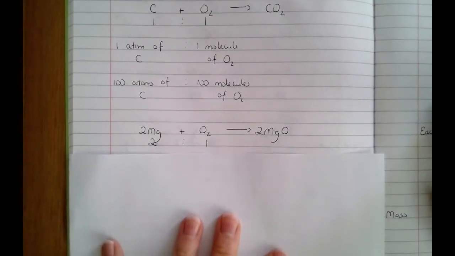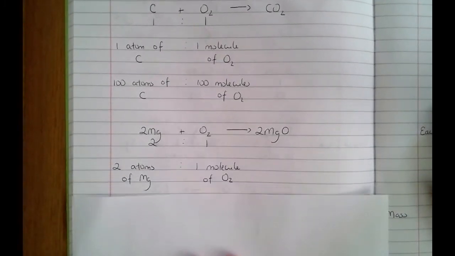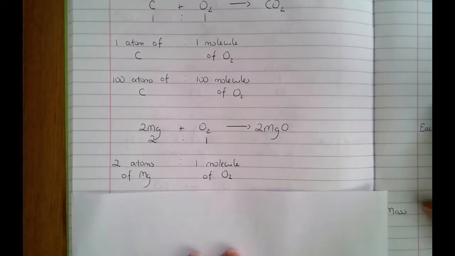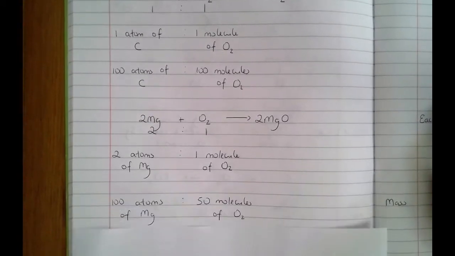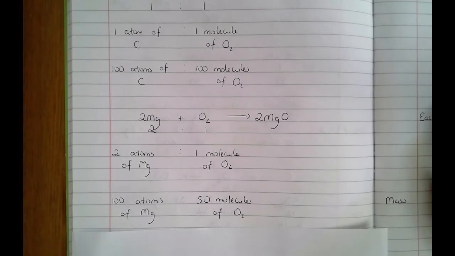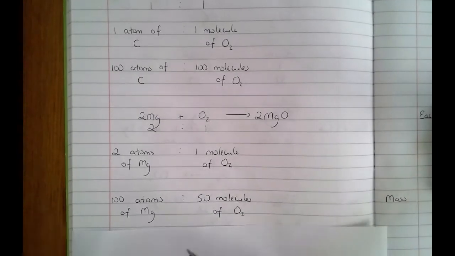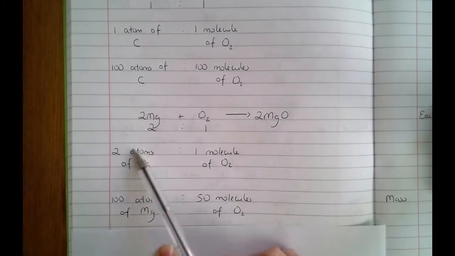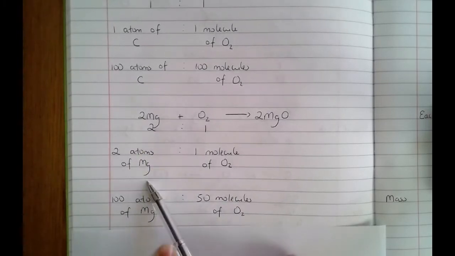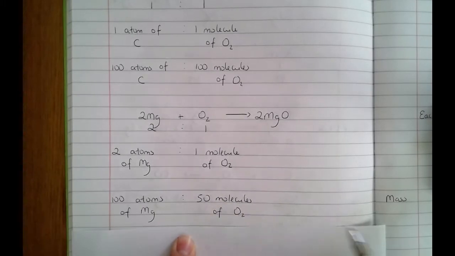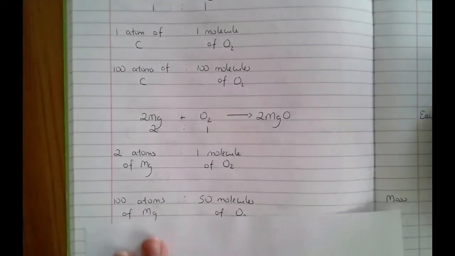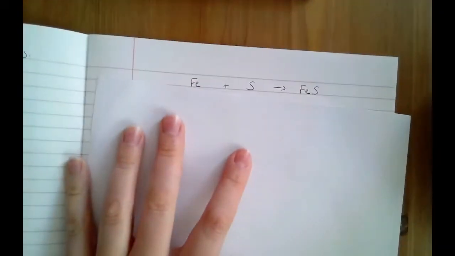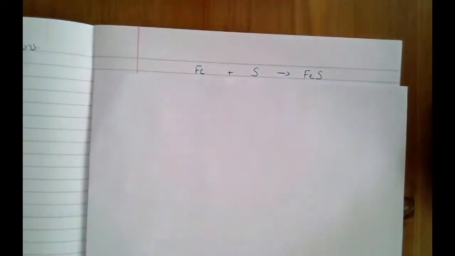And what this would mean is that if I had 2 atoms of magnesium, I would just need 1 molecule of oxygen. And if I had 100 atoms of magnesium, I would need 50 molecules of oxygen. So because you've got that 2:1 ratio, you always need twice the amount of magnesium as you have of molecules of oxygen.